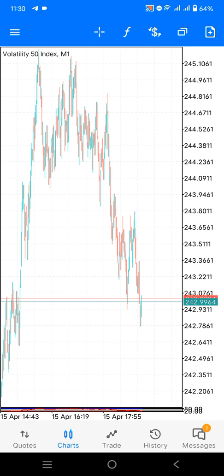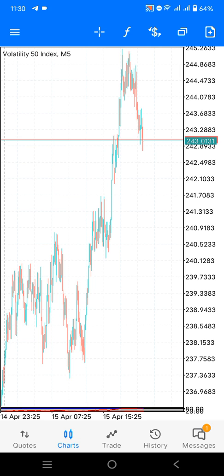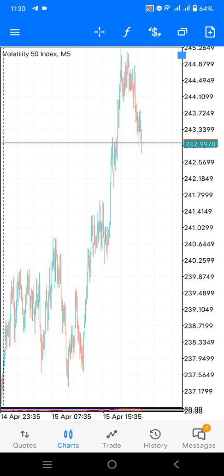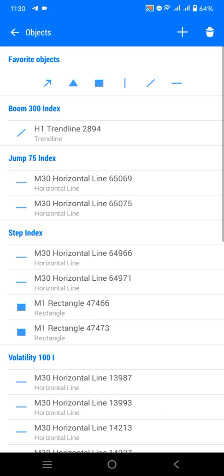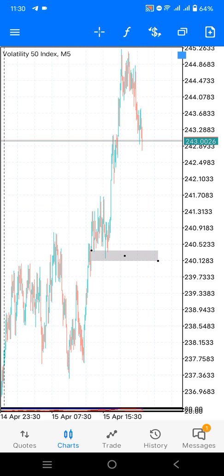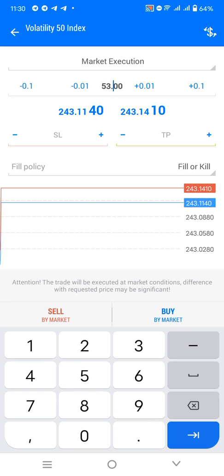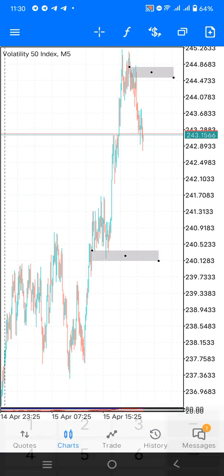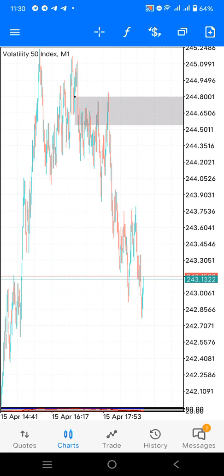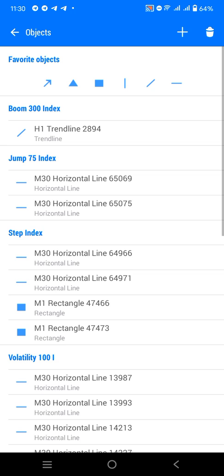Power high and power low. Here is the power low, and let's find the power high. Here is the power high. So in this area we're going to trade the market. You can choose any lot size, power high and power low.